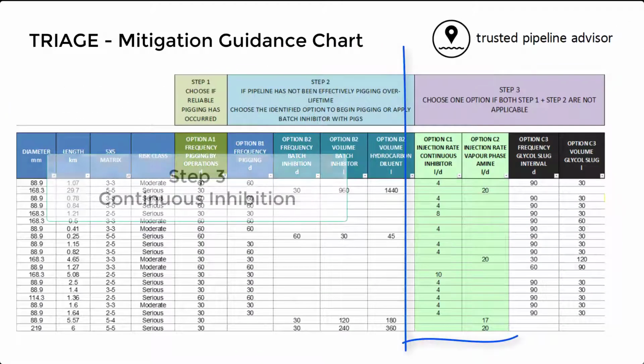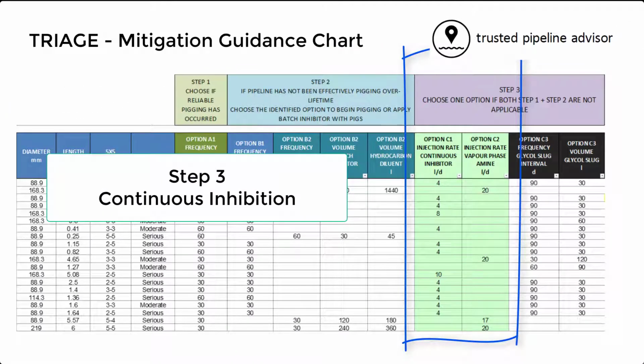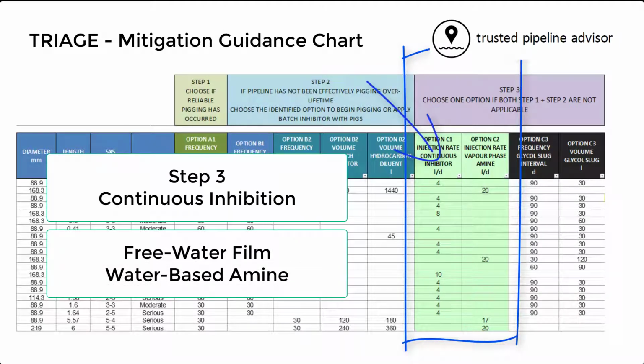If a pipeline cannot accept a pig or is not capable of effectively transporting the pig, the mitigation chart suggests the injection of a continuous inhibitor with consideration of the water film dynamics. If there is a free water film at the beginning of the pipeline, a water-based amine is suggested.